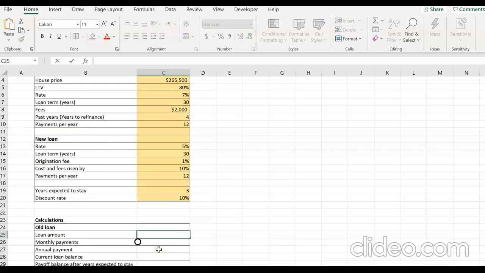So first of all, I started with the loan amount. I have the house price multiplied by the loan to the value to get the loan amount. The next step is how to calculate the monthly payments. I use the function PMT.